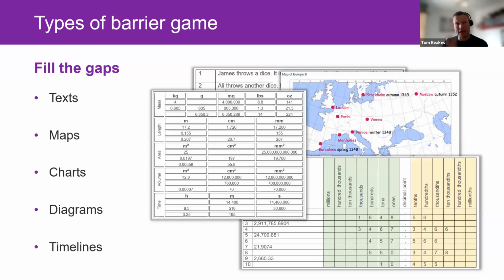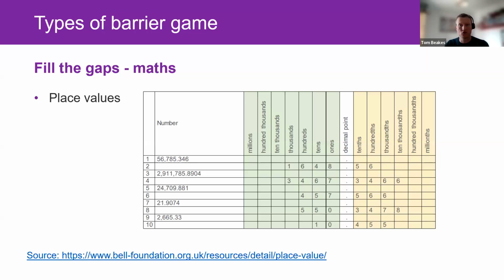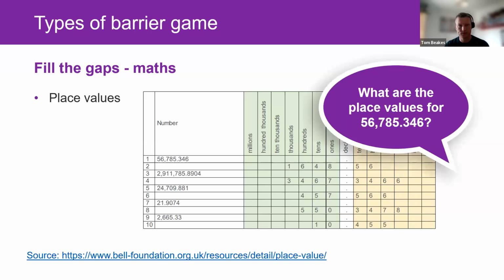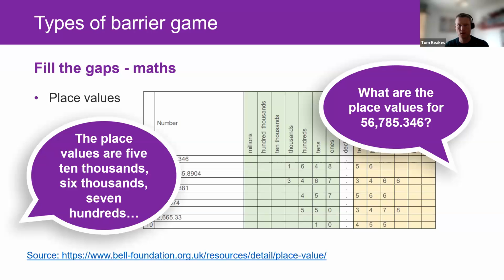And this is where we can link our barrier games to the curricular content in a really powerful and useful way. So here's an example from a maths resource that you can find on our website. It's to help teach place values. So the children work in pairs and each child is given a table like this. One child has the number information, the other child has the place value information, and they have to ask each other questions to find the missing information and complete the table.